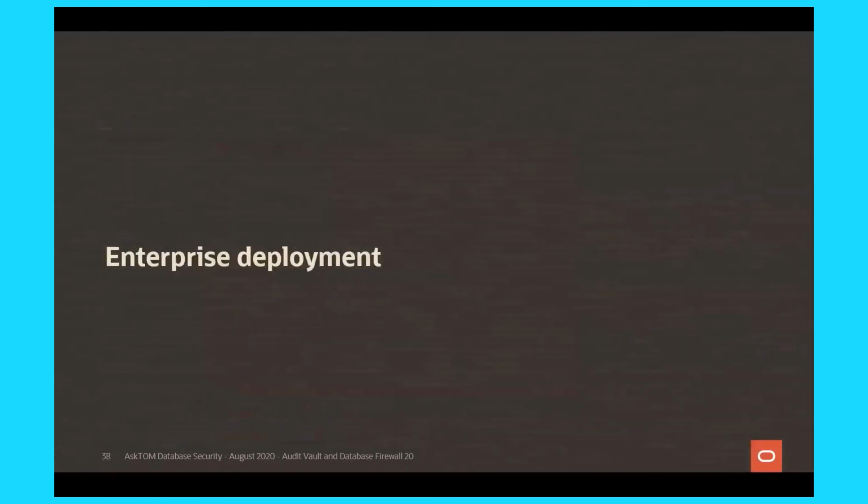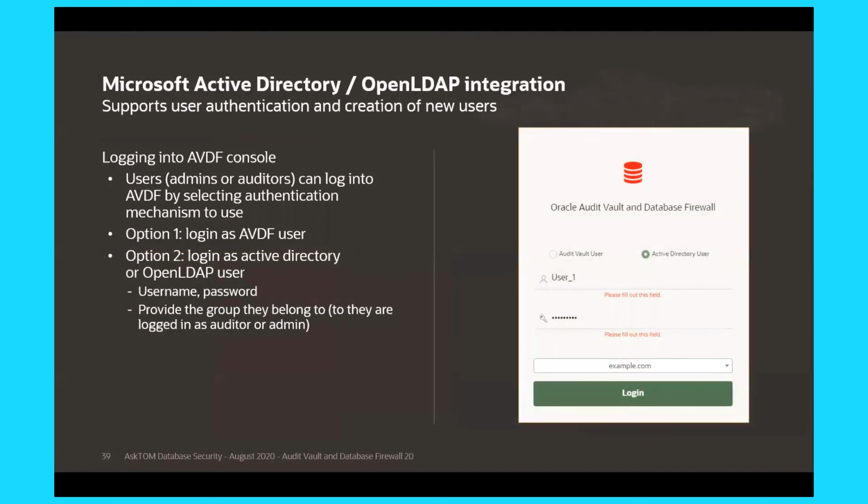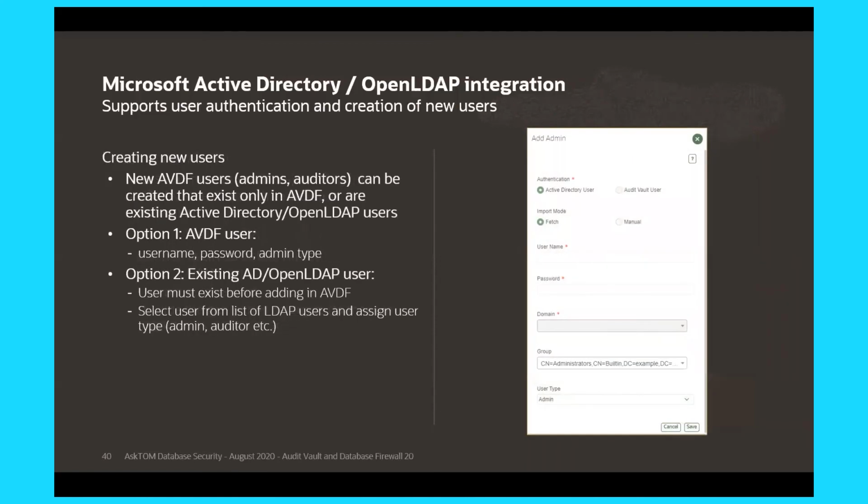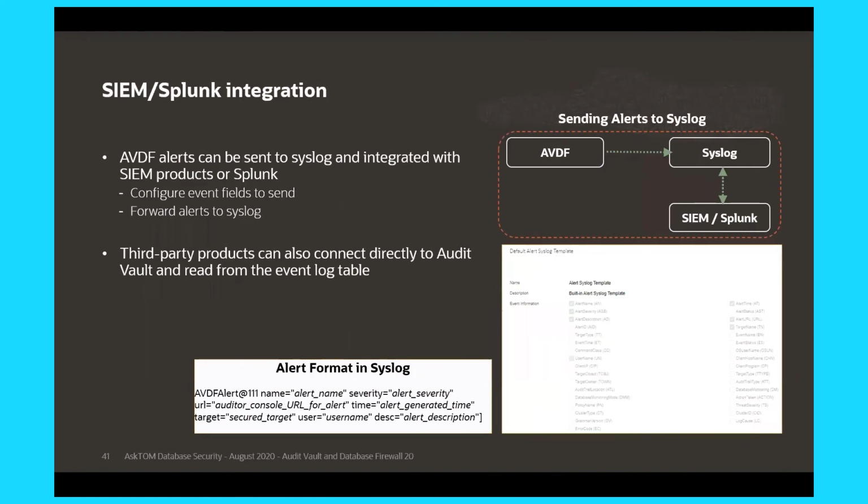I'd mentioned enterprise deployment features. We now integrate with Active Directory or with an LDAP server, and we work with LDAP groups as well. So you can have a user who is a member of the auditor group or a user who's a member of the admin group, and Audit Vault and Database Firewall will know that when they log in because they're able to select their group. Unlike local users, you can actually have a user who is a member of both admin and auditor, and they just choose which group they want to use during any particular login, because you can be members of multiple groups.